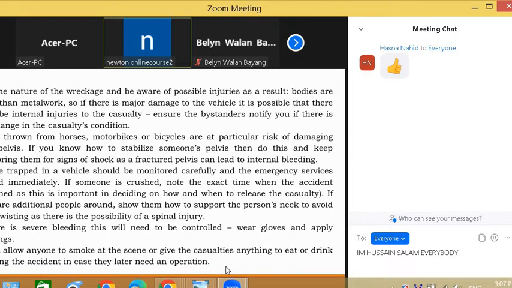So sometimes the patient will be prone from falling from a horse. They will be horse riders or something. Maybe they will fall from motorbikes or bicycles. Particular risk of damaging their pelvis.